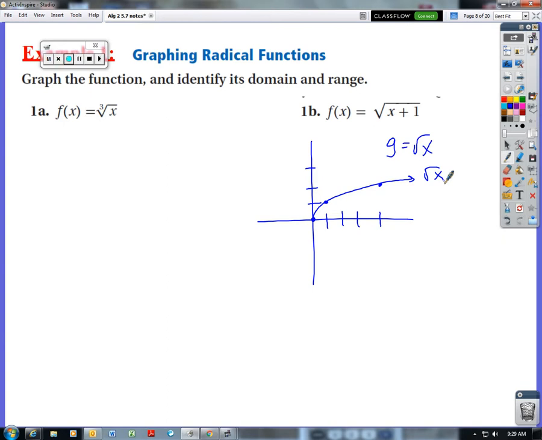And how's it being moved? The plus 1 inside is going to move it left 1. All these points are going to go left 1 unit, and there, that's f of x. Now the domain are the x's, so notice it got shifted left, so my x's are now going to start at -1 to infinity. My range doesn't change because it didn't shift up or down, so it's still from 0 to infinity.